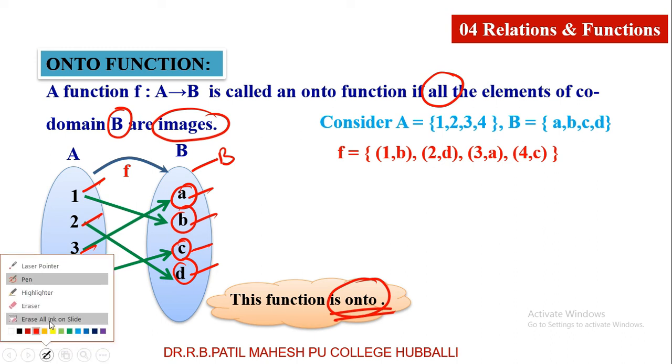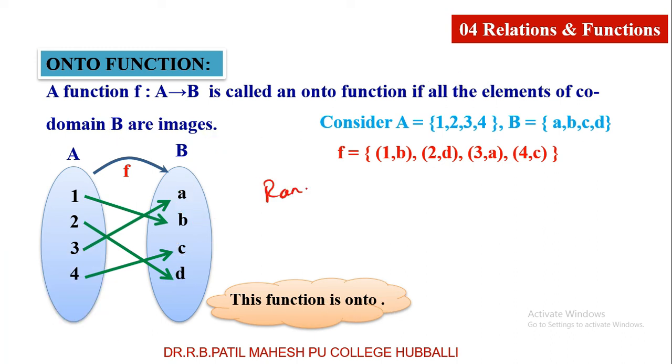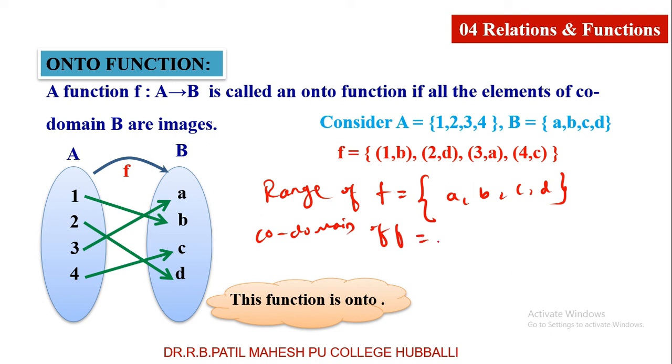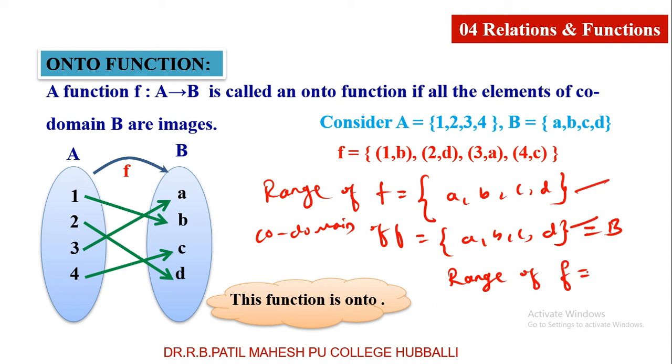This you can check another way. What is the range of this function? If I ask what is the range of this function f, what will you say? The set consisting of A, B, C, D, meaning the images. What do you mean by range? The set of images. What is the codomain of this function? The codomain is again A, B, C, D, or you can just write B. Are they equal? Yes. The range of f is equal to the codomain of f. Therefore, the function is onto.